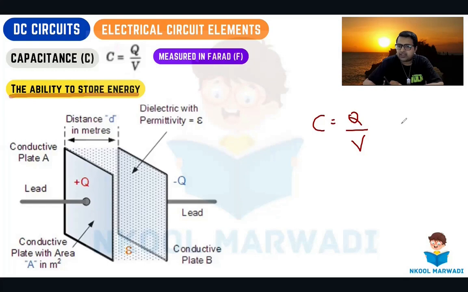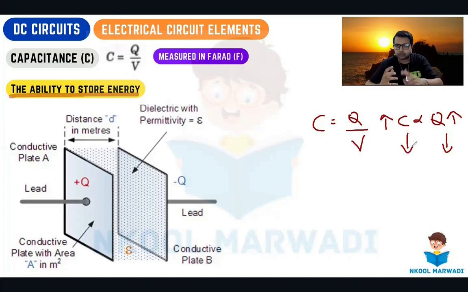And from the formula, we can see that C is directly proportional to Q. So if the stored charge is very high, then the capacitance will be very high. And if the stored charge is low, capacitance will be low. So capacitance is the ability to store charge.